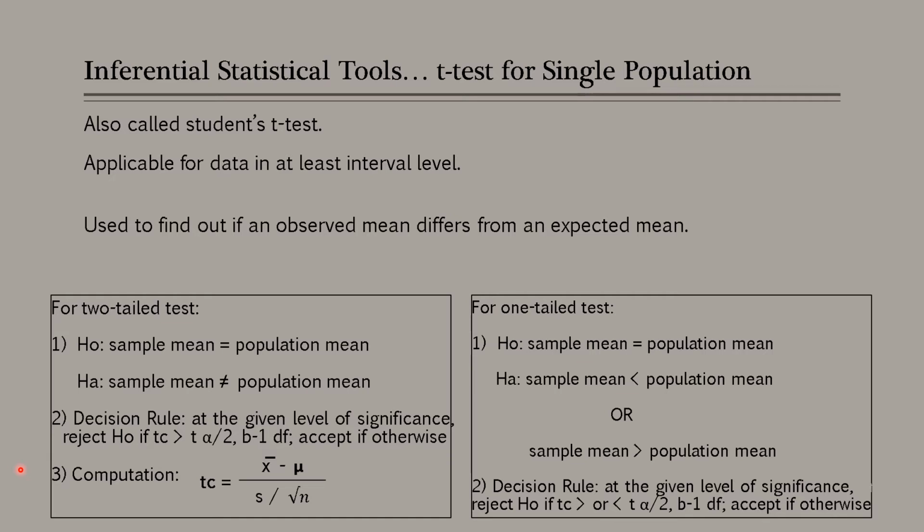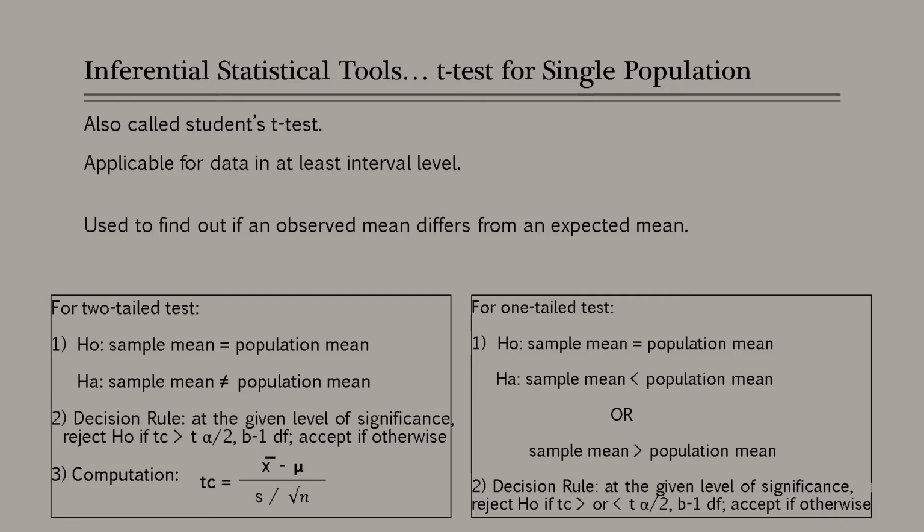To compute the t-test for a two-tailed test, the t-value is equal to the mean of the sample minus the mean of the population, divided by the sample standard deviation over the square root of the sample size.